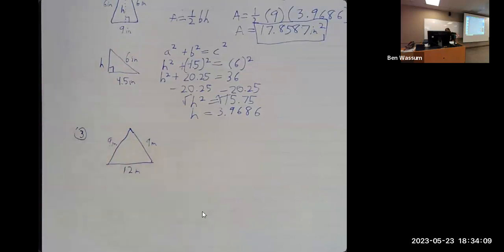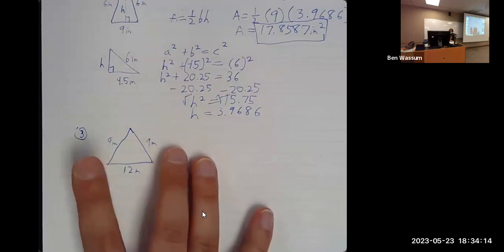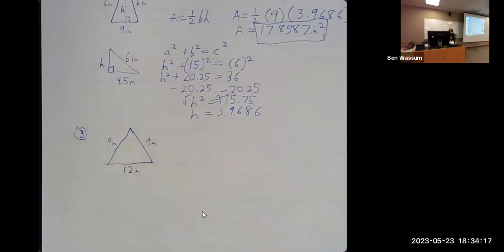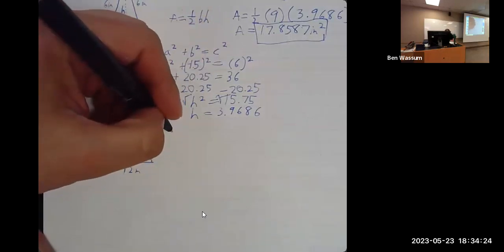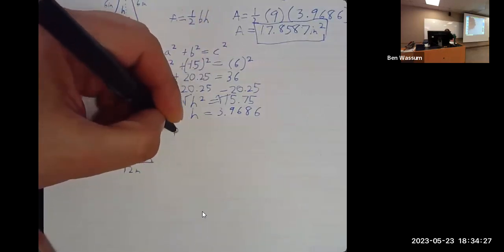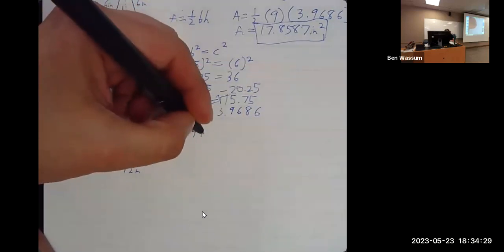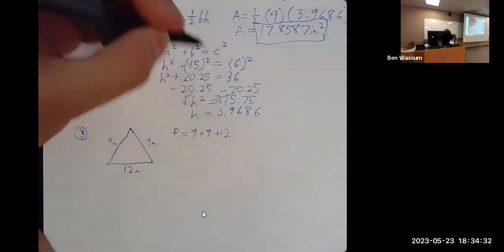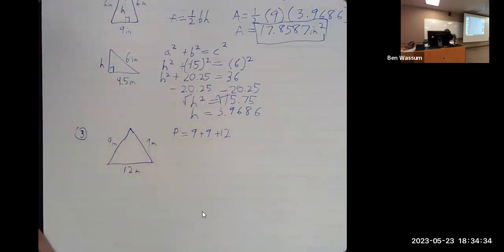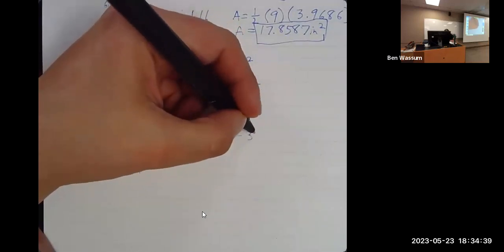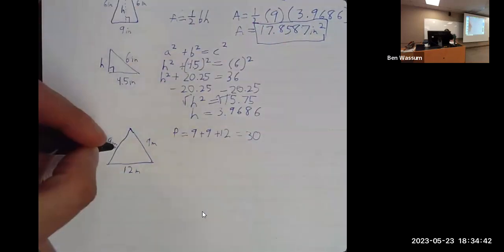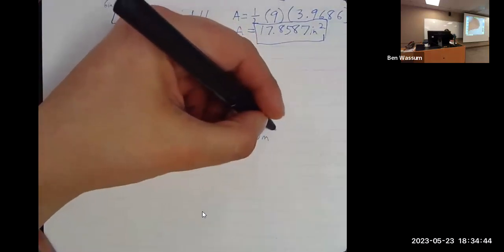Yeah. So I just changed this one to be an isosceles. So we have 9 meters on both of these side ones, and then 12 meters is the base. We need our perimeter and our area. Our perimeter is adding all of the sides together. So 9 and 9 is 18 plus 12 is 30, and everything is in meters. So this will be in meters.